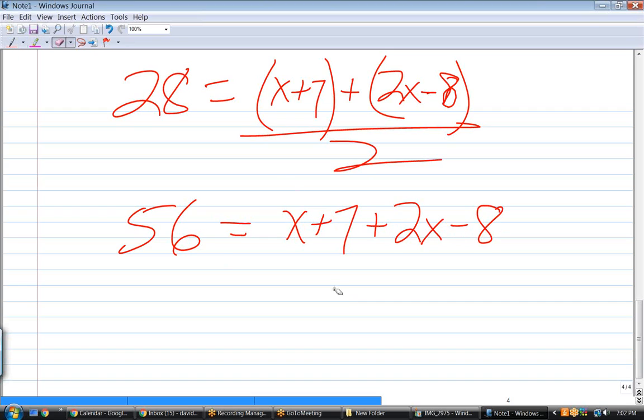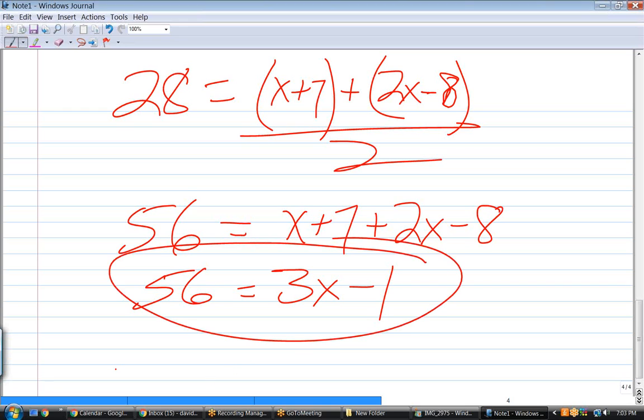Now what? You would combine my terms, so 3x minus 1. And then now add 1 to both sides and divide by 3. That solves for x.